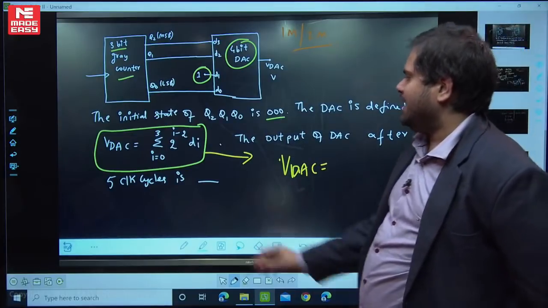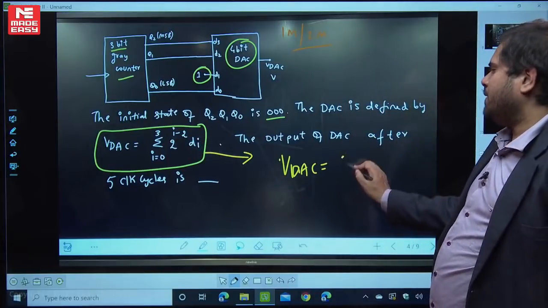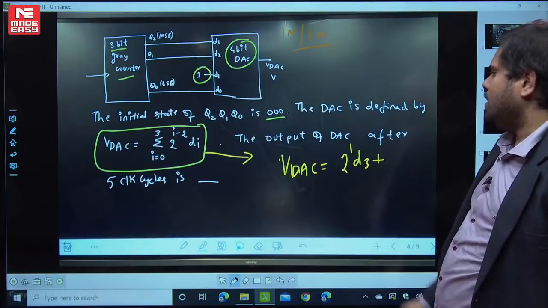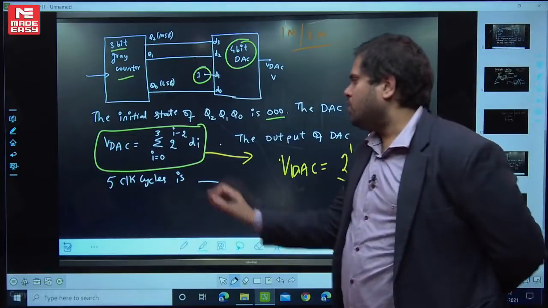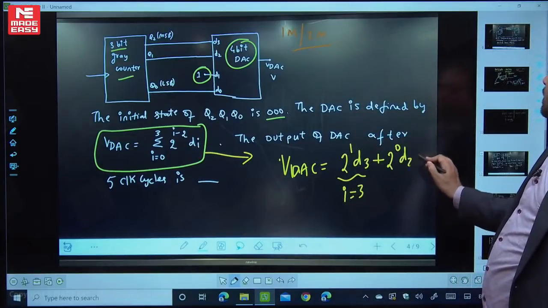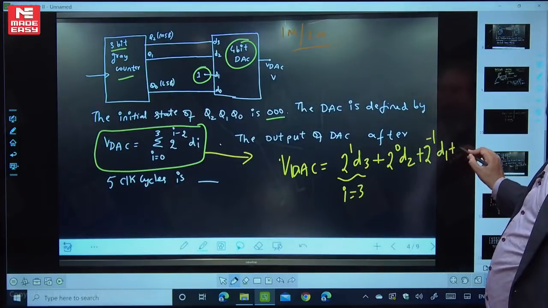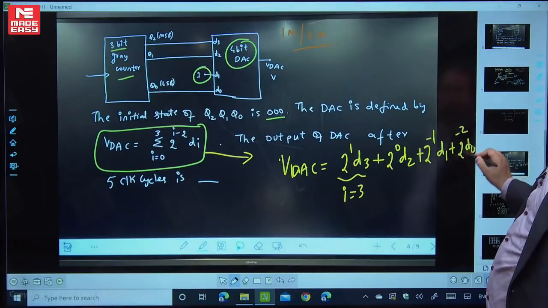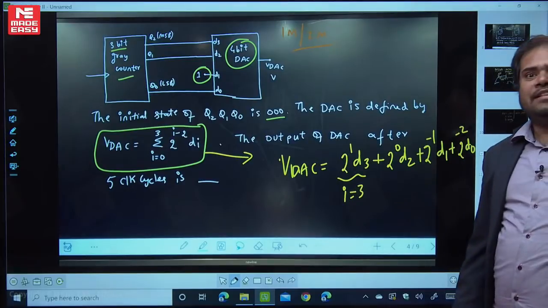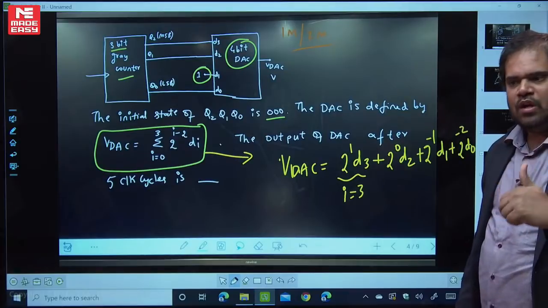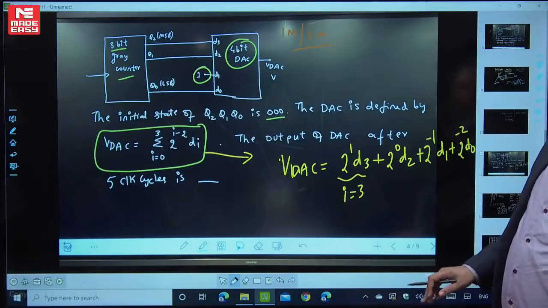What is given here is V_DAC equal to a summation, I'll expand it. Put i equal to 3, what happens, tell me. So 2 power 1 d3, plus, for i equal to 2, you are going to get 2 power 0 d2. Plus i equal to 1, you put 2 power minus 1 d1. Plus 2 power minus 2 d0. But this is not the standard form. What's the standard form? 2 power 3 d3, 2 power 2 d2, 2 power 1 d1, 2 power 0 d0, that's the standard form.